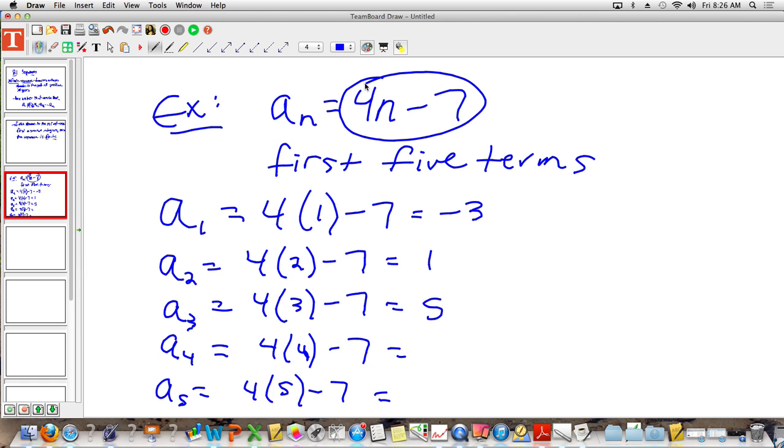4 times 4 is 16. Minus 7 is 9. 4 times 5 is 20. Minus 7 is 13. They go up by 4 every time. Why do they go up by 4 every time? Because there's a 4 in the rule next to the variable, which really means that the 4 is what we call a what?